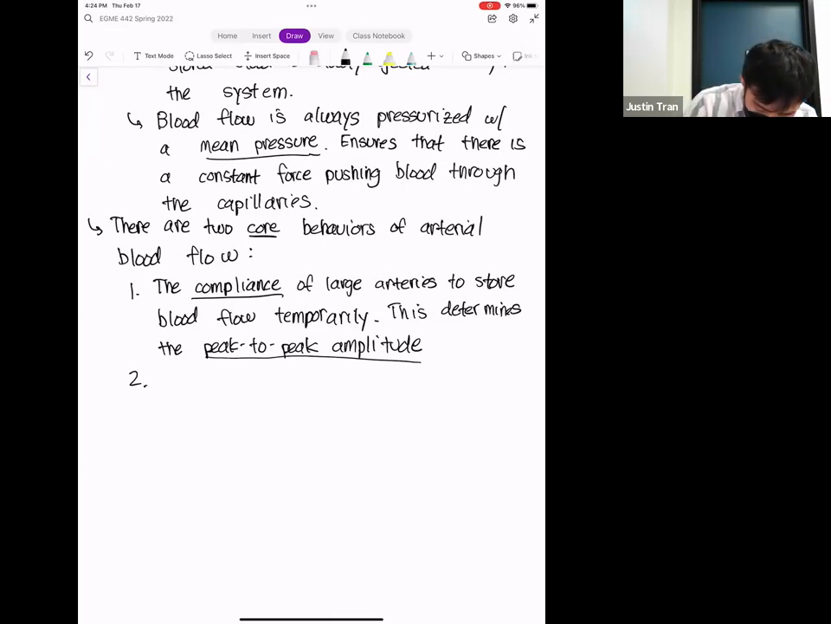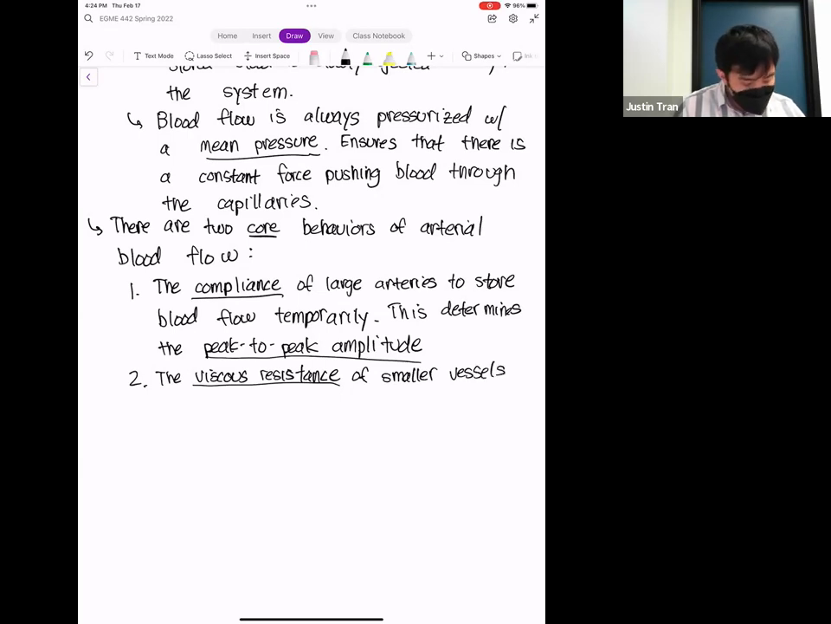The main fluid mechanical factor of these small vessels is their viscous resistance. Because the capillaries are so small, the amount of viscous friction inside them is tremendous compared to the larger arteries. And so the viscous resistance of these smaller vessels requires a large mean pressure to squeeze blood flow through them at a constant rate.